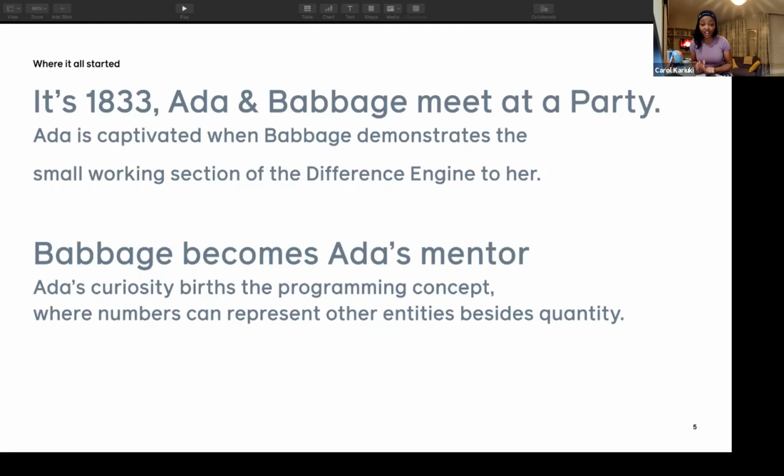In my opinion, in fact, she is the first programmer, because we know in programming, these numbers today are zeros and ones, and that's how computers communicate. And that's how Ada was able to have that spark of genius and say that numbers can actually represent anything. And that's how we're able to innovate.